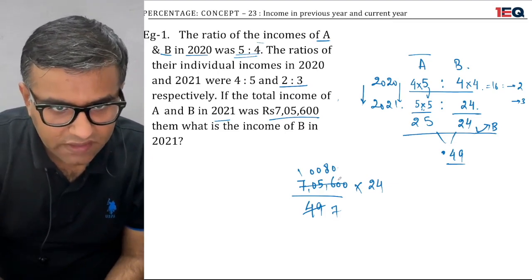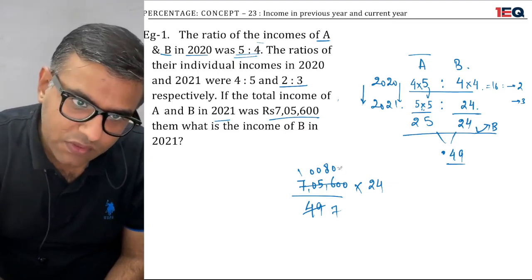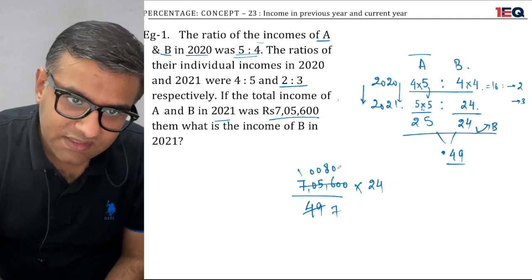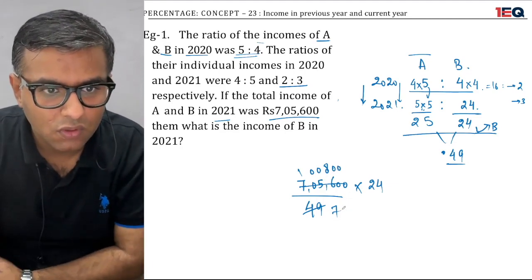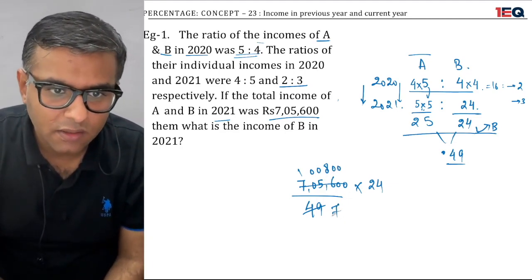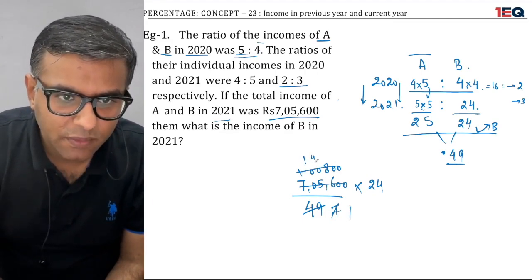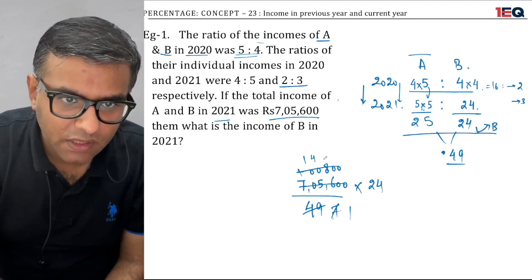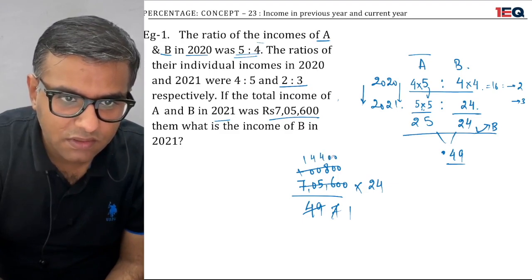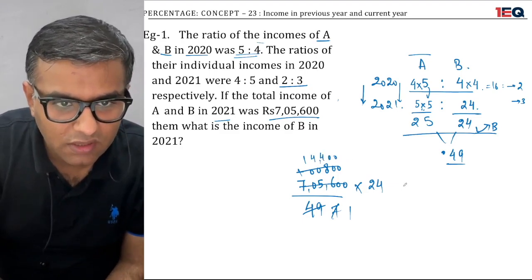Alright. 7 8 are 56, then maybe 2 0 will come here. This is 7 lakhs, this will come down to 1 lakh 800, then 7 ones are 7, 7 fours are 28, 7 fours are 28, double zero. This comes out as 14,400.